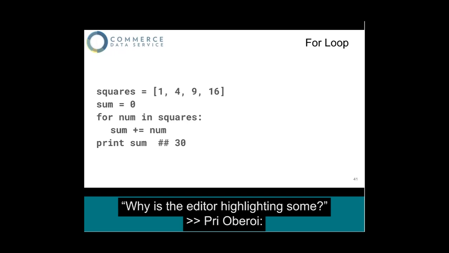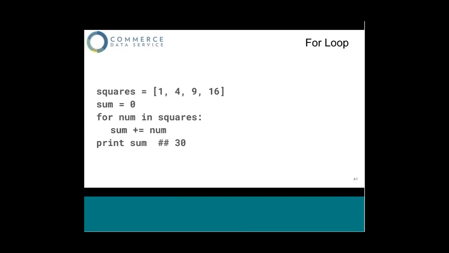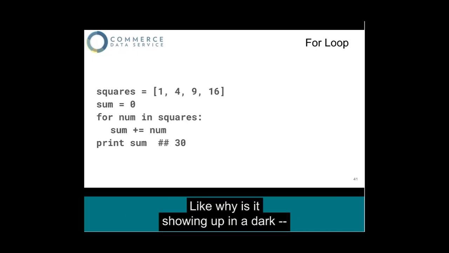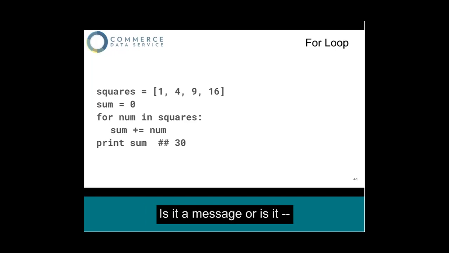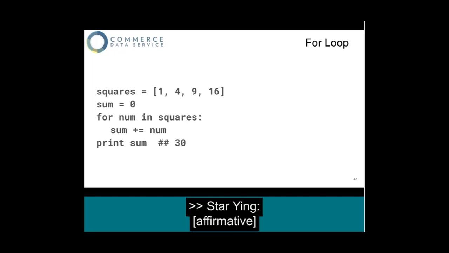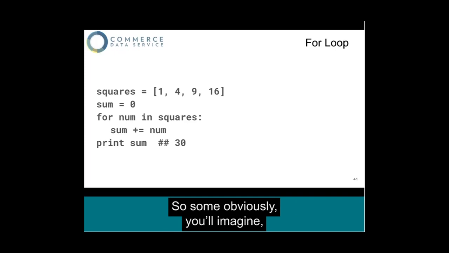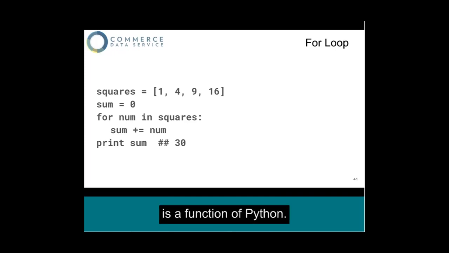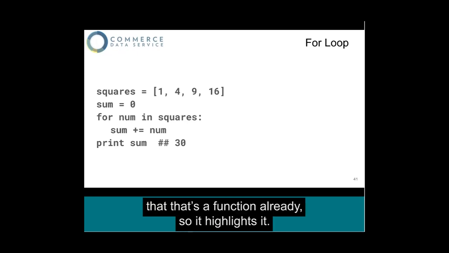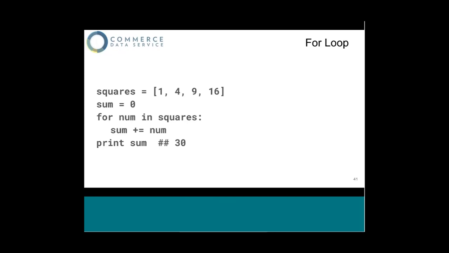Why is the editor highlighting sum? Why is it showing up in a bold red or something? Is it a method? Yeah, and like I said before, that's one of the things you should be aware of. Sum, as you'd imagine, is a function in Python. The editor recognizes that it's already a function, so it highlights it. So that's why.